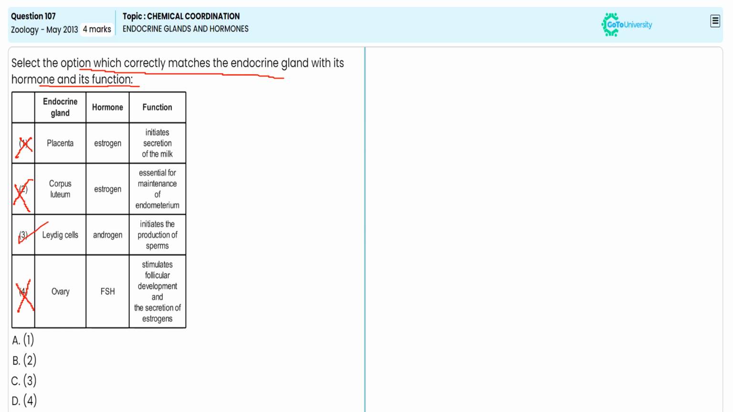So we are choosing option 3 as the correct answer. Why? Because the androgen formed by the Leydig cells under the influence of luteinizing hormone is responsible for initiating sperm production. So we are choosing option 3, and we are selecting C as the correct answer to satisfy the 4-mark demand of this objective question.